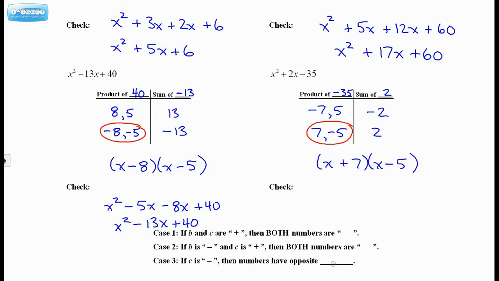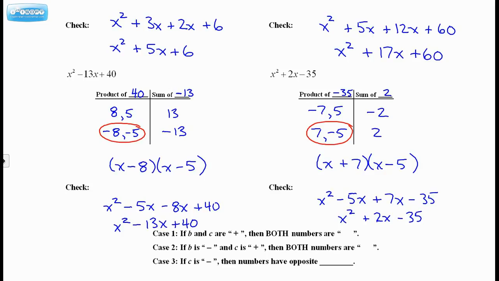So we're done. Let's just check it for fun. So first, outside, inside, last. Okay. It matches where we started, so it must be correct.